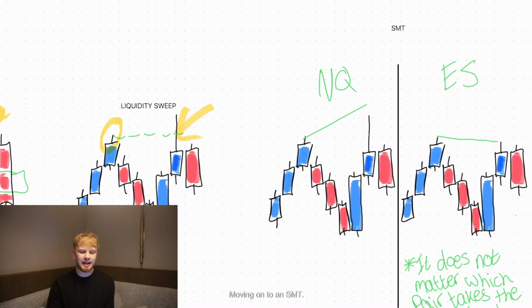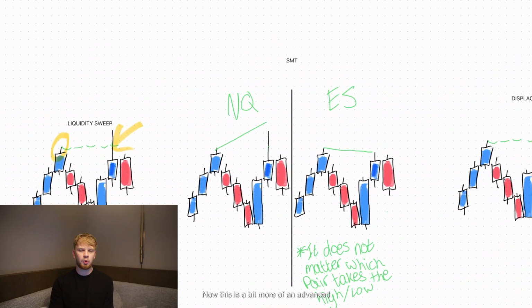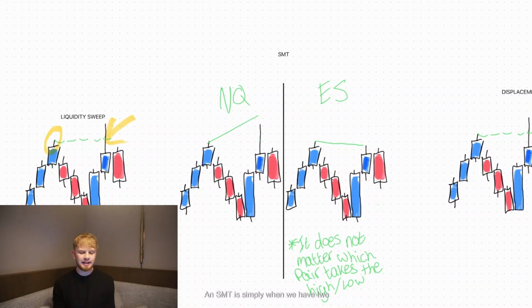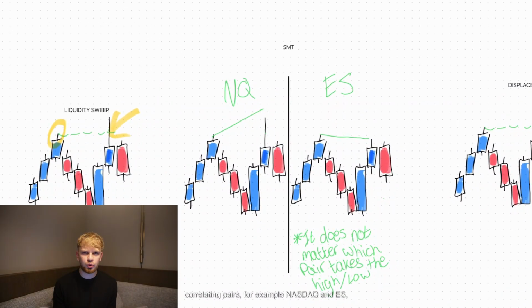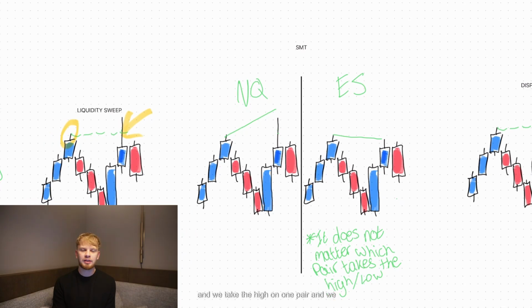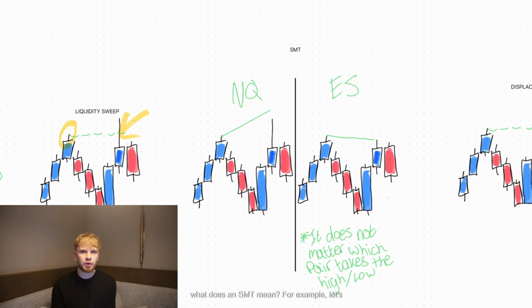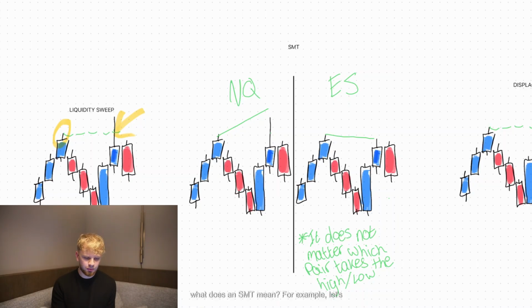Moving on to an SMT. Now this is a bit more of an advanced technique. An SMT is simply when we have two correlating pairs, for example Nasdaq and ES, and we take the high on one pair and we don't take the high on the other, or we take the low on one pair and we don't take the low on the other. Okay, that is simply all that an SMT is. And what does an SMT mean? For example, let's say we take this high on Nasdaq, but we do not take this high on ES.